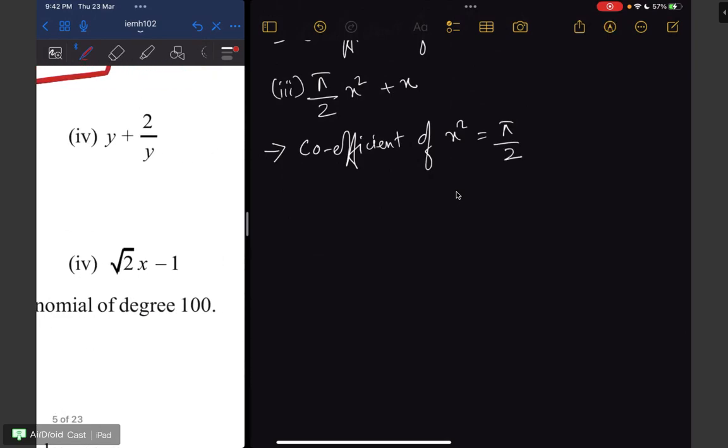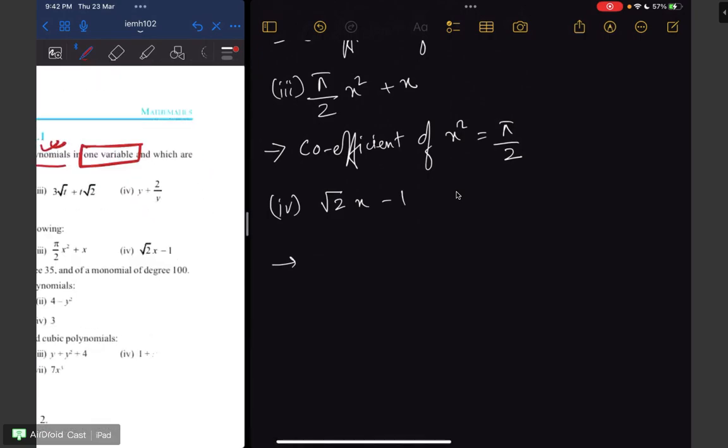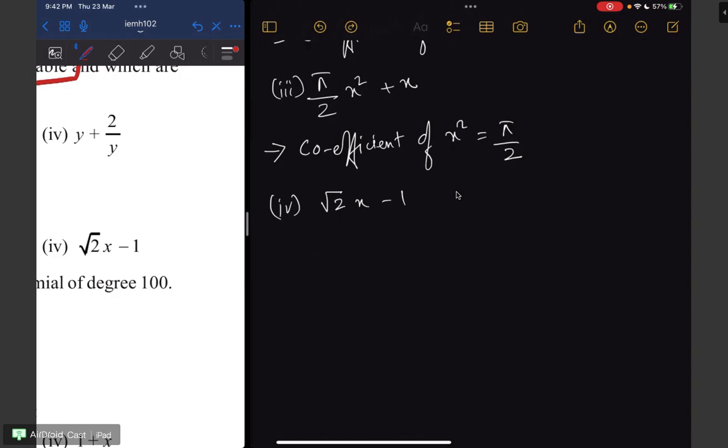Alright, let's go to our next problem, which is root 2x minus 1. Now here also we need to find the coefficient of x square. Here one interesting thing to note is that we are asked about the coefficient of x square, but we are not able to see x square anywhere. So if that particular term is not present, whose coefficient is to be found, then the coefficient of that term will be 0. So since x square is not here, the coefficient of x square is 0.